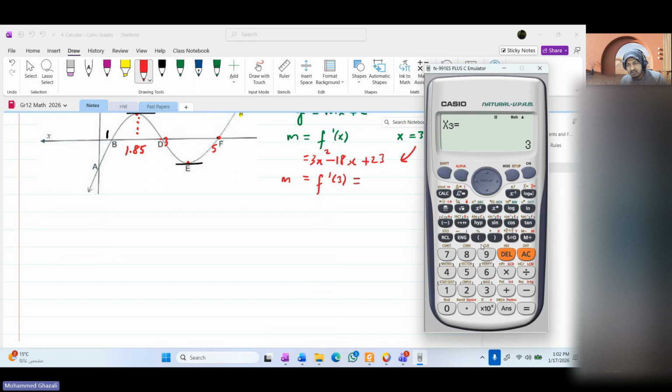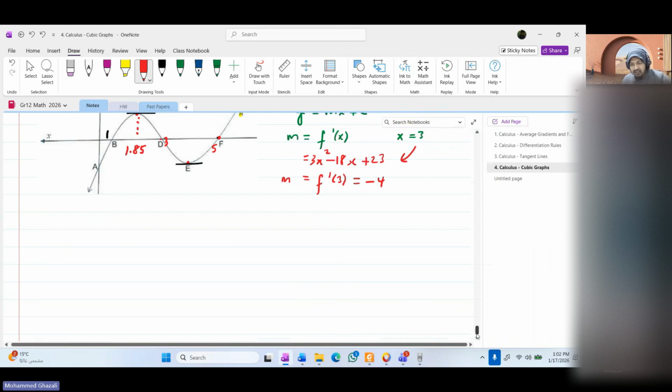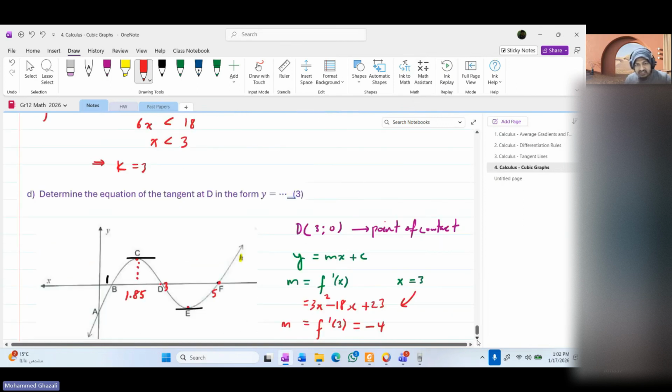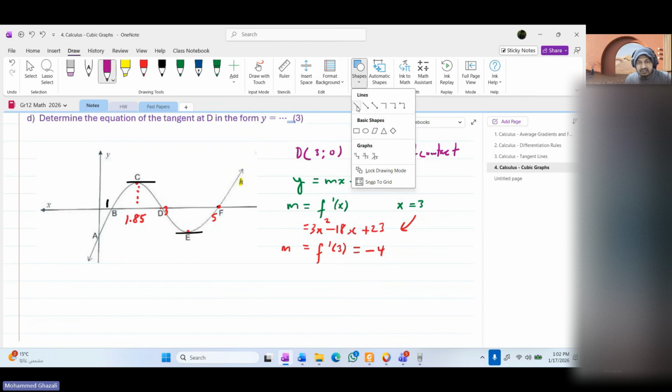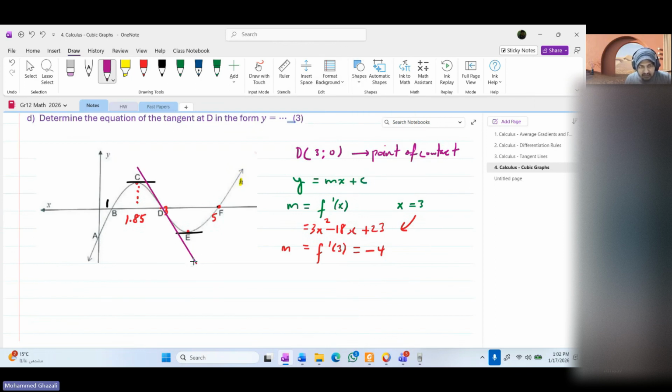You're going to get 3 into 3 squared minus 18 times 3 plus 23. We're getting -4. So great. We have now the gradient, which is -4. You can clearly see the equation of the tangent is like this. See, we got a tangent here at 3. So you can see it's a downward sloping line. That's the tangent line, okay? The slope is downward sloping. Yeah, so the gradient is -4, and you can see it's a downward sloping line.